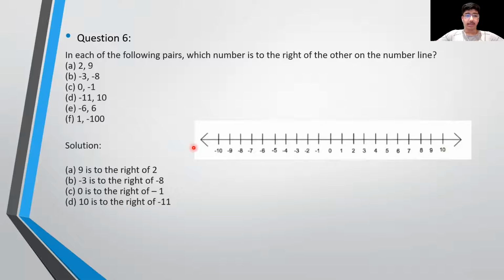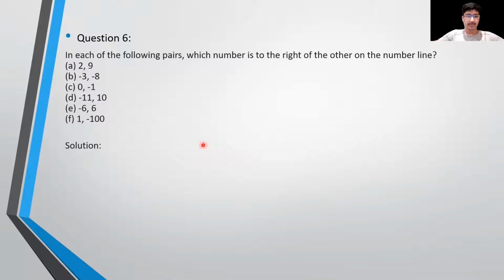Next, -6, 6. All right, question number 6. In each of the following pairs, which number is to the right of the other number on the number line?